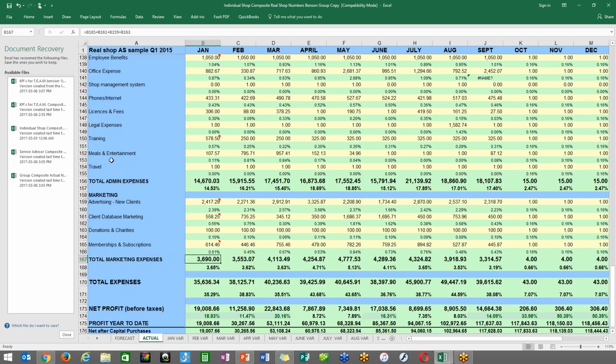The total marketing expenses for all of those combined was $3,690 at his shop, or 3.65%. My benchmark is actually 6%, so he's actually not spending much on advertising his business, and maybe he needs to spend more.